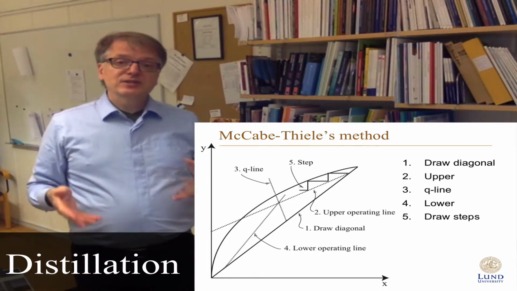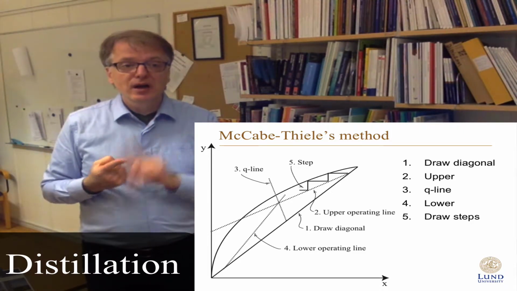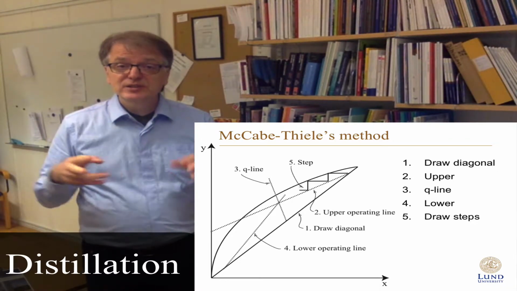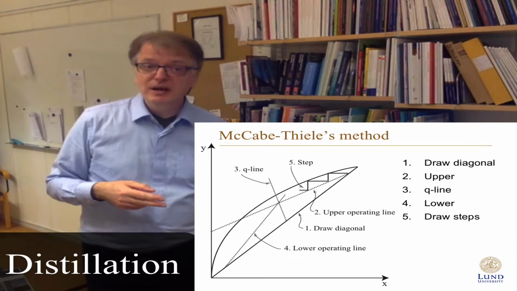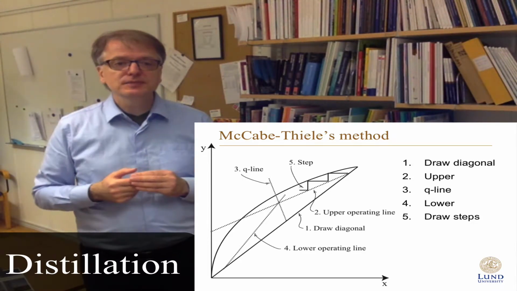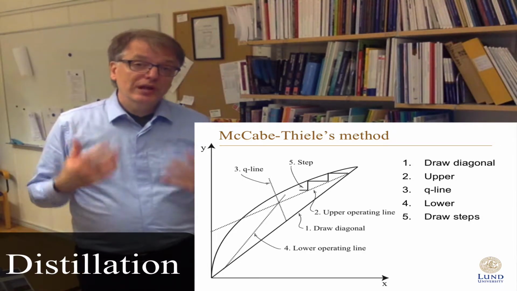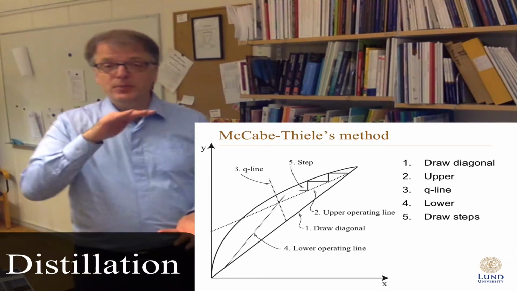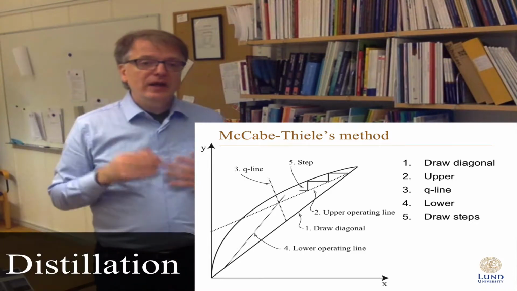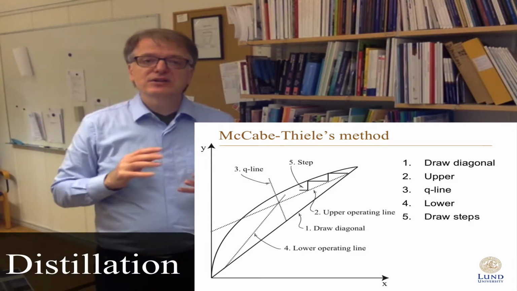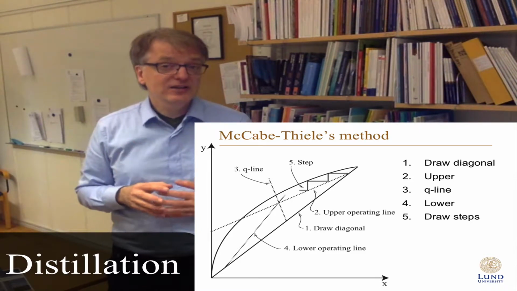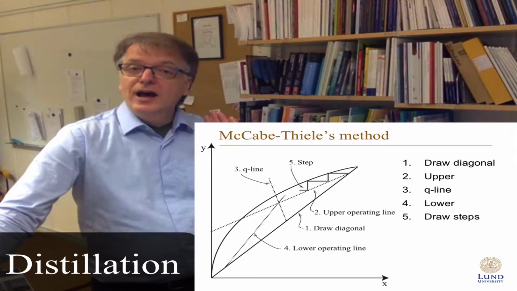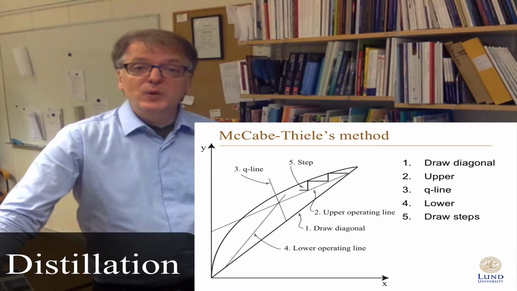Once we have the system curve and the diagonal, we draw the upper operating line, which is a mass balance. We draw the Q line, which is a combined mass and energy balance for the feed location. And then we draw the lower operating line, which is a mass balance of the lower part, the part below the feed. And then we draw steps. Each such step, each such triangle, is an equilibrium stage where the outflows are in equilibrium with each other.